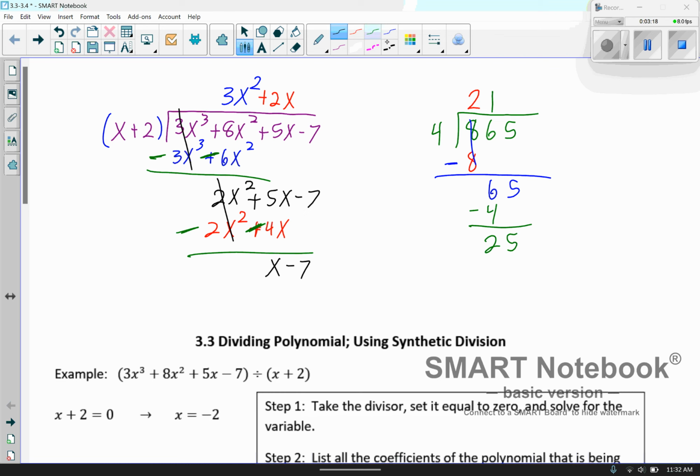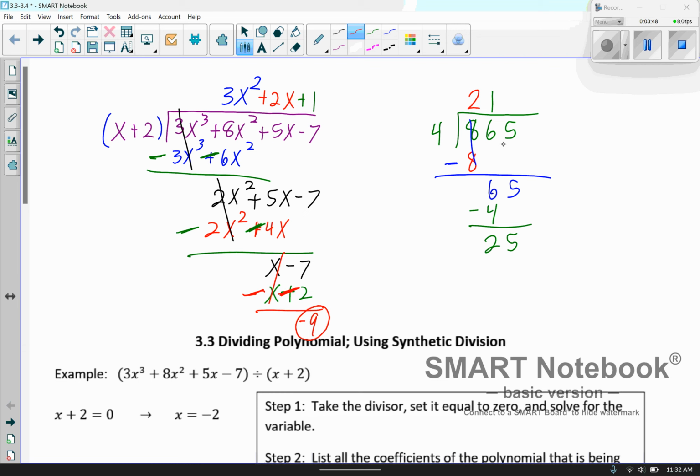And then I would do the process all over again. So divide x into x. x divided by x is 1. So I'll put a plus 1 here. Then I have to multiply that by the divisor, which would give me x plus 2. And then once again, you have to change it to subtraction right there. And so that would cancel out the x's. And then I'd be left with the negative 9, which would be my remainder. And so we'll talk about what to do with that in just a second.